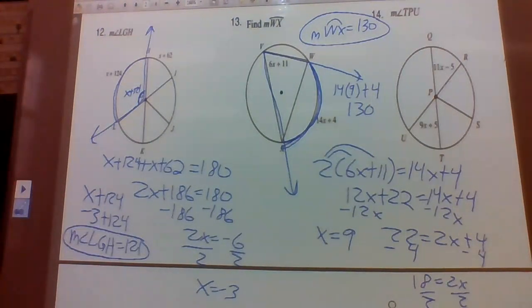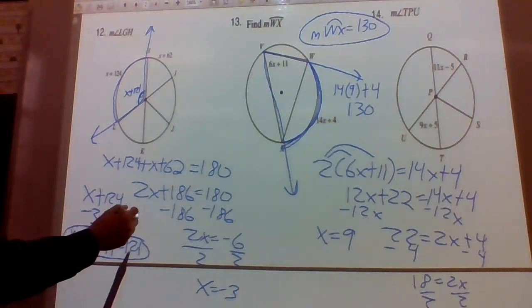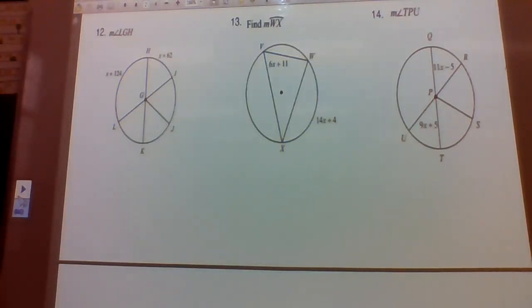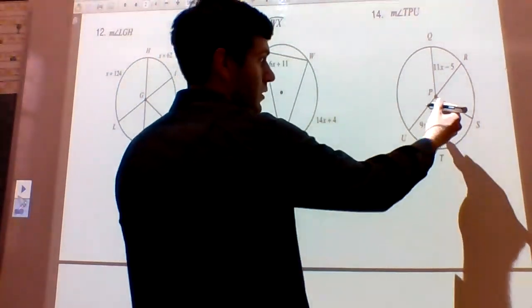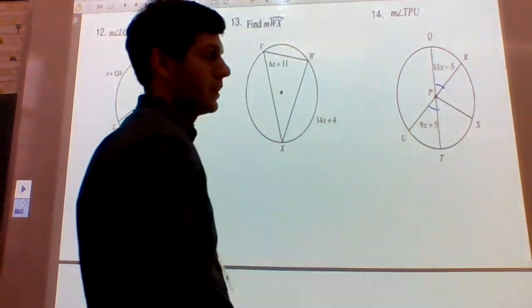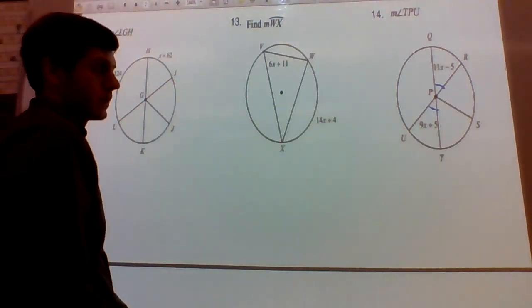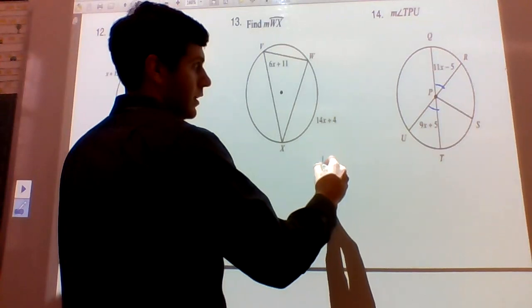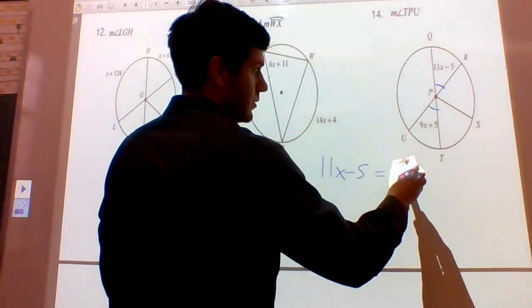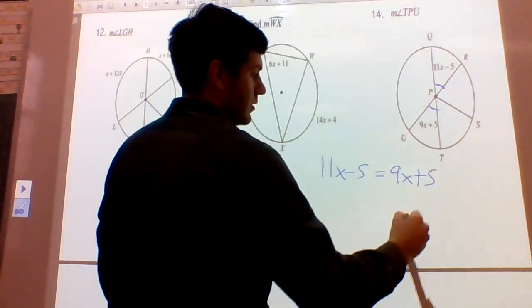Number 14. Well, we'll do 2 parts. I'll do number 14, and then we will stop the video and do a part 2. For number 14, we have vertical angles. All we're doing with these vertical angles is setting them equal to each other. So 11x minus 5 is going to equal 9x plus 5.